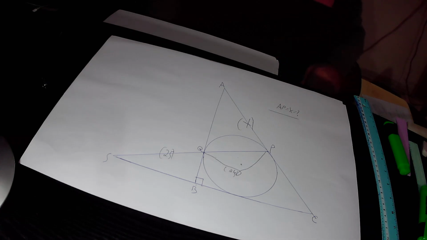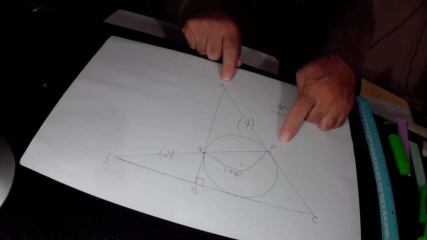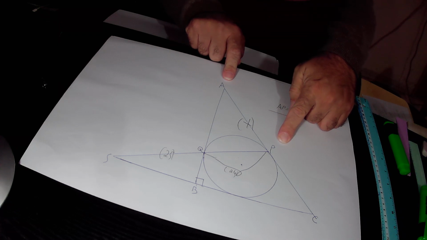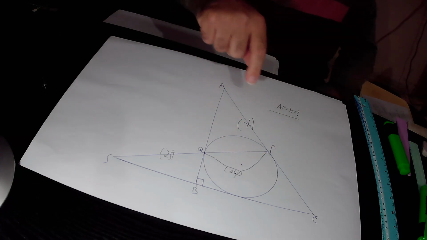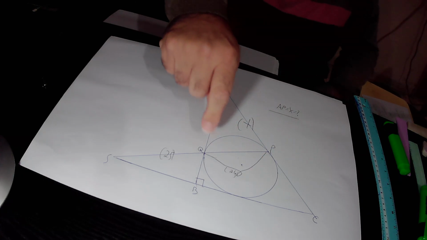The second question, our task is to find out the length of this line segment AP, that is equal to x. We have to find out the value of x. In the drawing, we have a circle that is described by this right angle ABC.